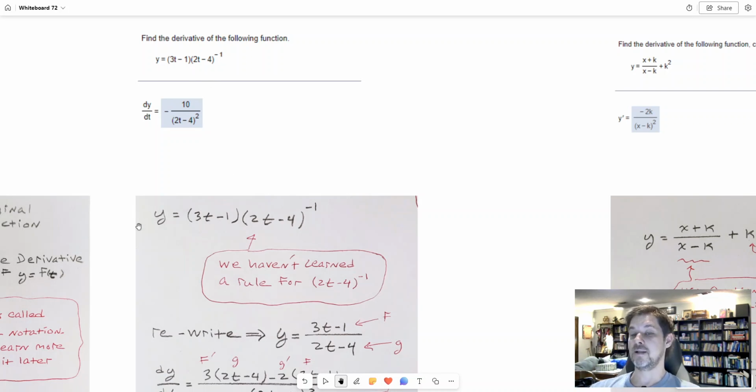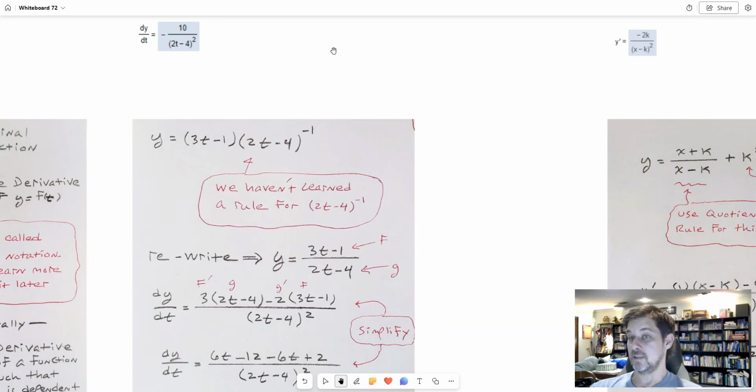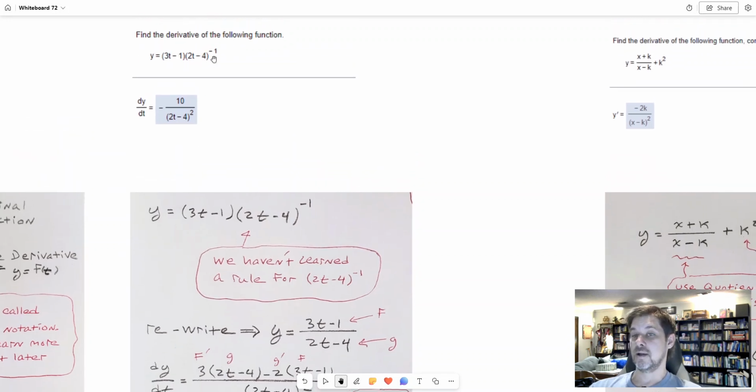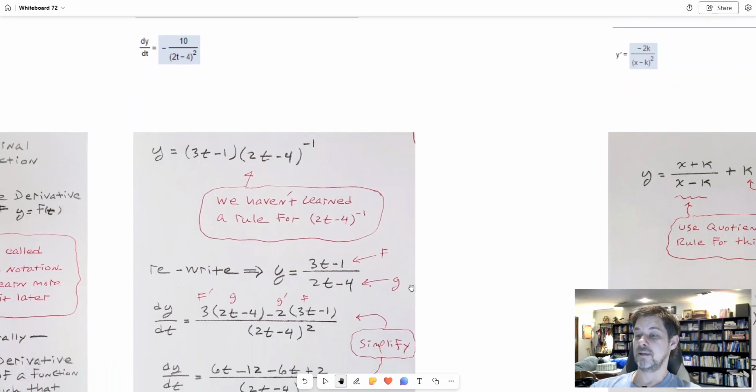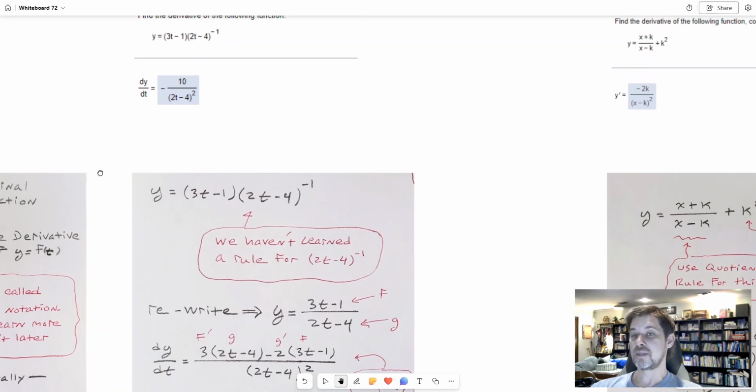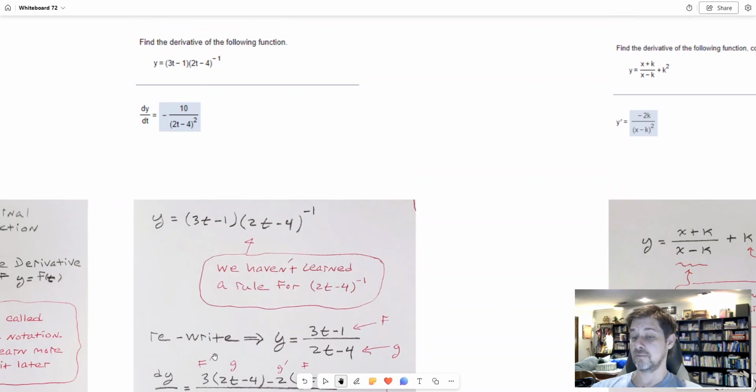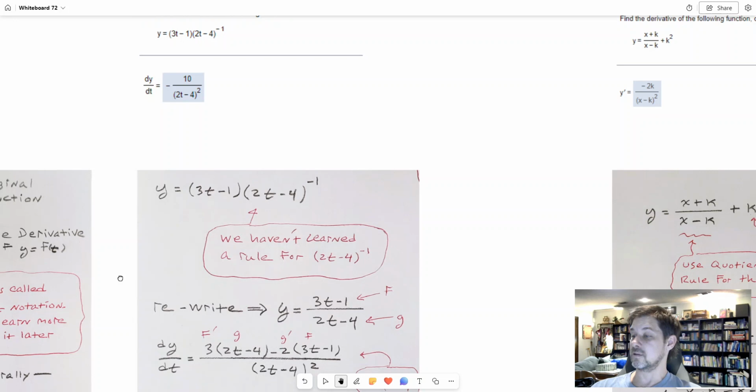I'll just rewrite that as a quotient. It's easy to do. This other term here has an exponent of negative 1. That means I can send it under the bar and its exponent becomes 1. That means it just becomes 2t minus 4. So I can rewrite this function as a quotient. It's not hard to do, and it makes this way easier. We do a lot of rewriting in calculus. We might be given a function that looks a certain way, but the rules as we have them don't apply very well to it. So we often rewrite things before we even start working on them.